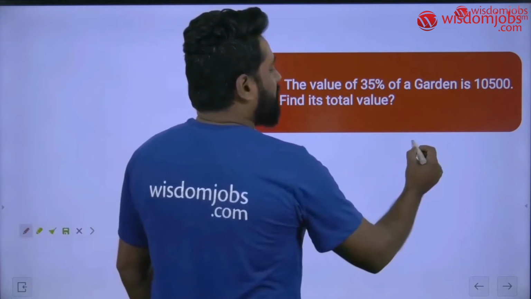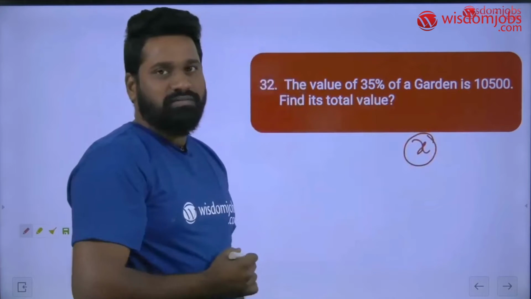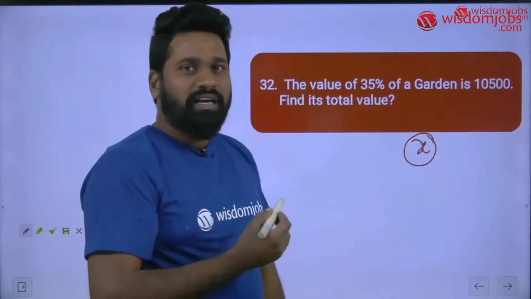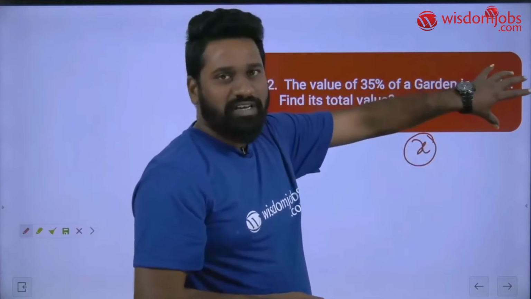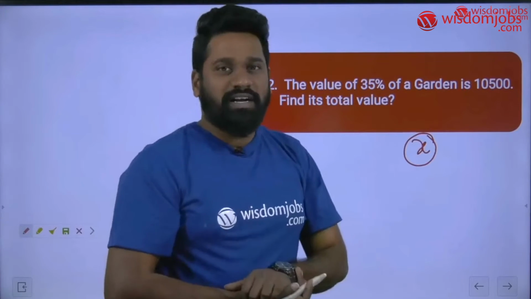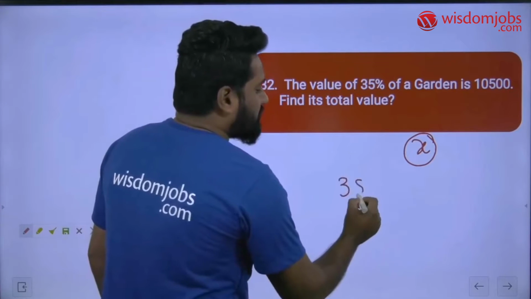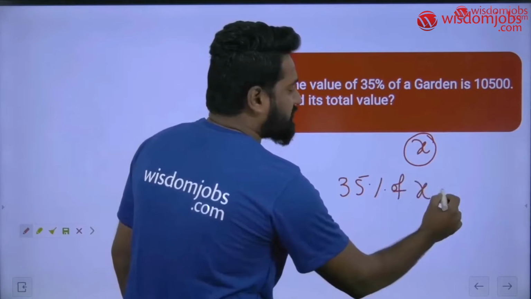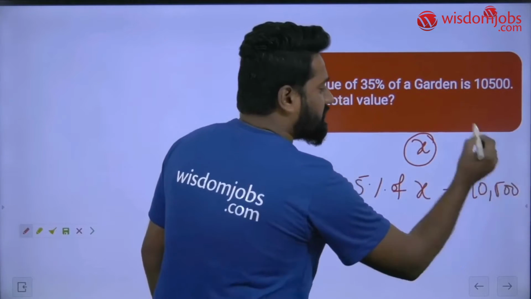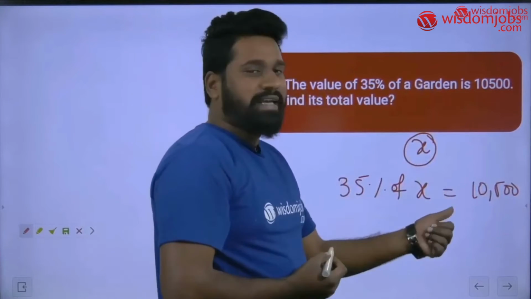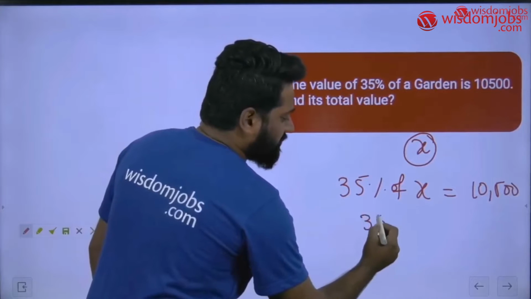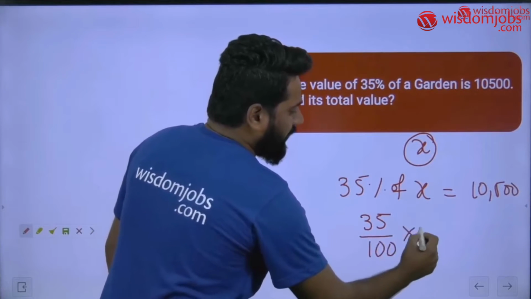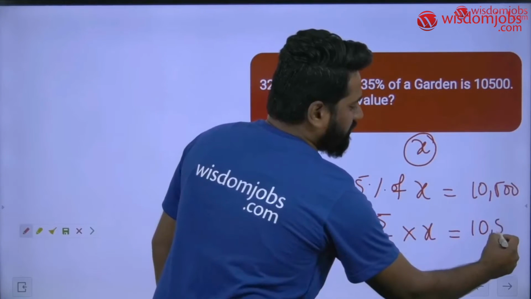For example, the value of the total garden is x square meters. Now we are going to discuss the 35% of this x, which is given as 10,500. This is not the entire value of the garden, that is only 35% of the garden. So 35% of this x is given as 10,500. Now we have to find this x value, that indicates the total area of the garden. So 35% means 35 by 100 into x is equal to 10,500.